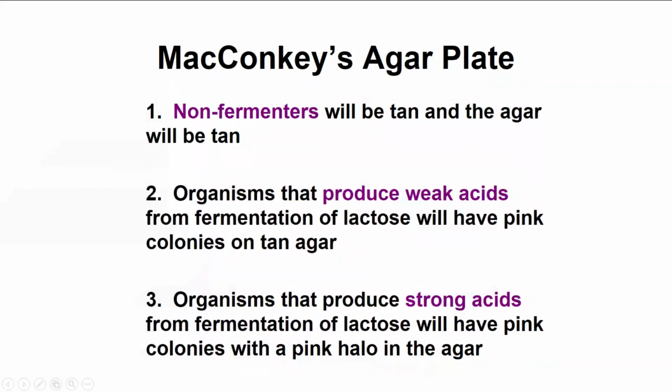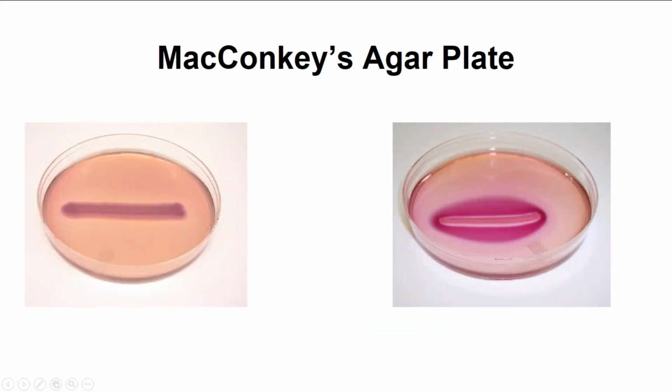So you could either be a non-fermenter, you couldn't ferment at all, but still grow on there. The bacteria would just kind of be this tan bacteria color. The agar would be kind of tan. It wouldn't really have a color to it. If you're a weak fermenter, the bacteria are going to have this pink coloration, but the agar won't really have any coloration to it. If, however, you're a strong fermenter, you will have hot pink colonies with this hot pink halo around it on the agar. So what that looks like is this.